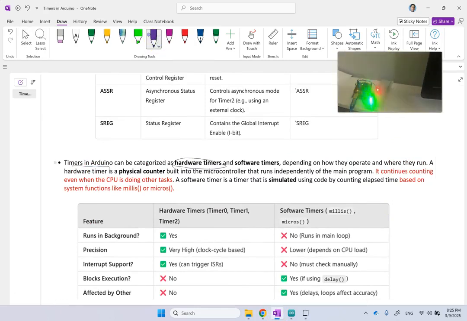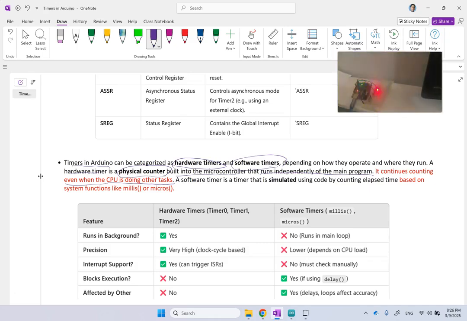can be hardware timers and software timers. A hardware timer is a physical thing built into the microcontroller, and it runs independently from the program. Remember, timer 0, timer 1, timer 2. These are physical timers, and they do their work. They continuously count as soon as you enable them, even when your CPU is doing other tasks. For instance, it's doing some calculations.